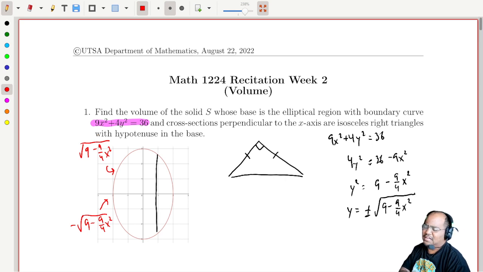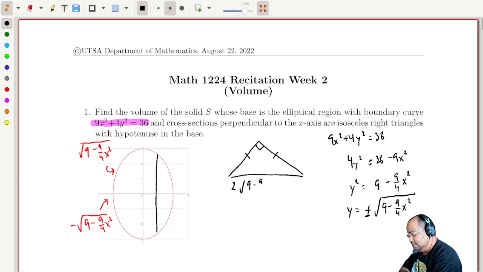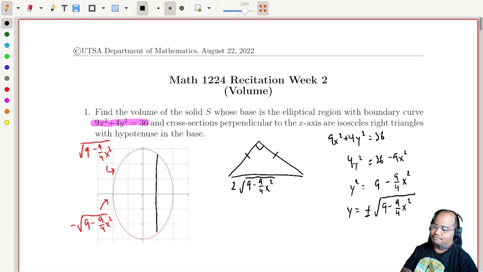So if we think about top minus bottom here, that gives us the length across, which will tell us the hypotenuse of our right triangle. Well, we subtract this top thing minus this bottom thing here, the minus turns into a plus, so I have two copies. So this hypotenuse here will be 2 times the square root of 9 minus 9 over 4 x squared. That's the hypotenuse.